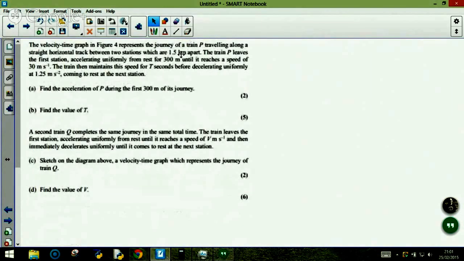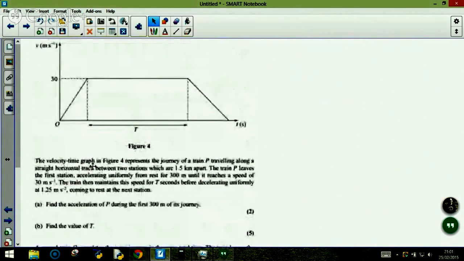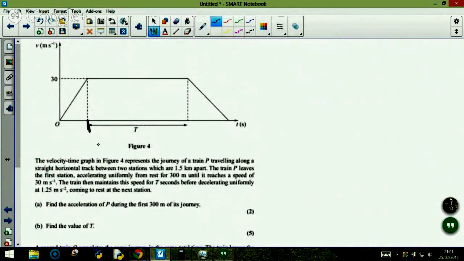so it's 2 stations which are 1.5 kilometers apart. The train leaves the first station accelerating uniformly from rest for 300 meters until it reaches a speed of 30 meters per second. So there we go. We add a bit of information ourselves. That's a bit of time we're looking for. And this first section here, I call it A, 300 meters. That means the area is 300. So without too much bother, you can probably work out what the time is.